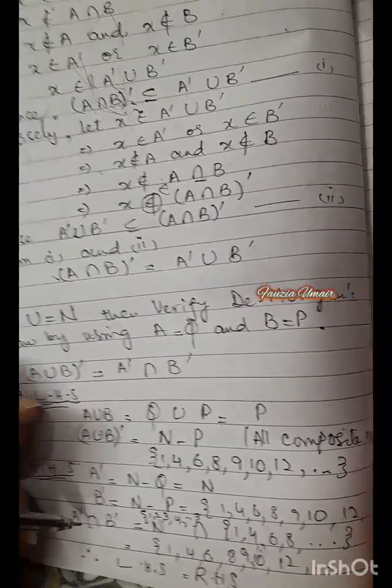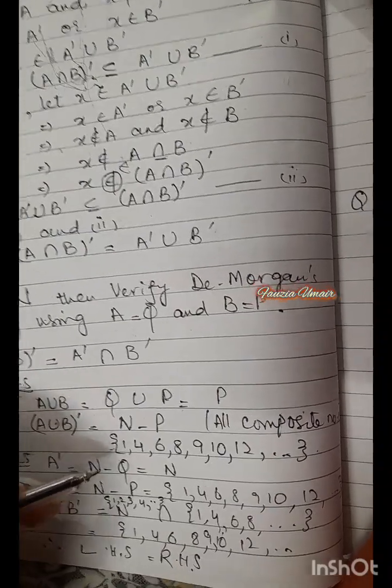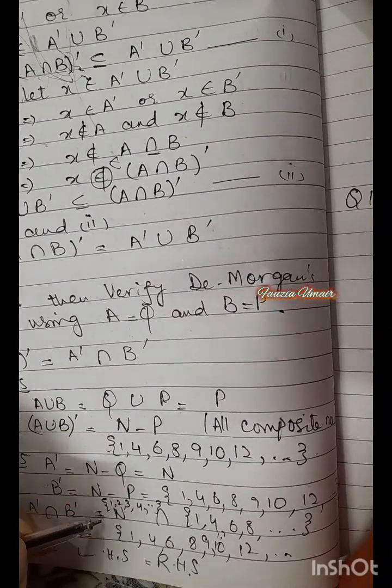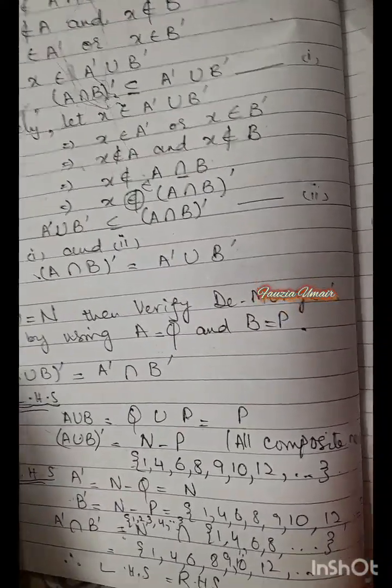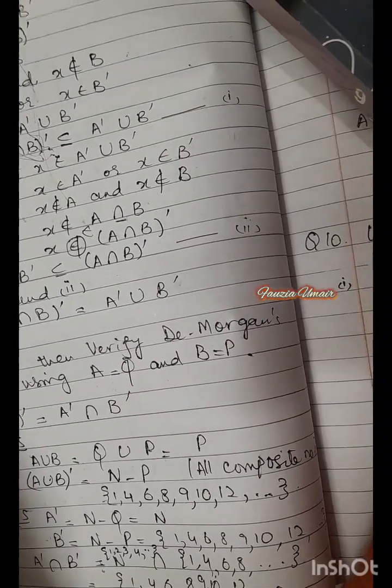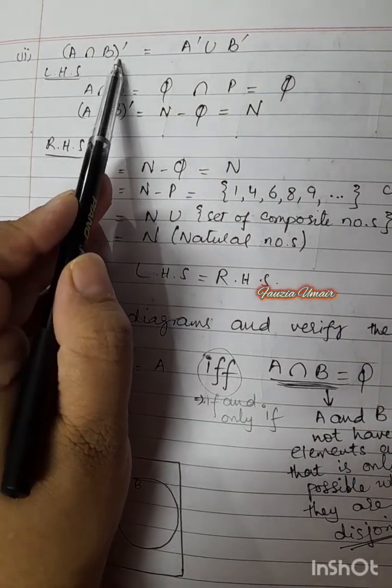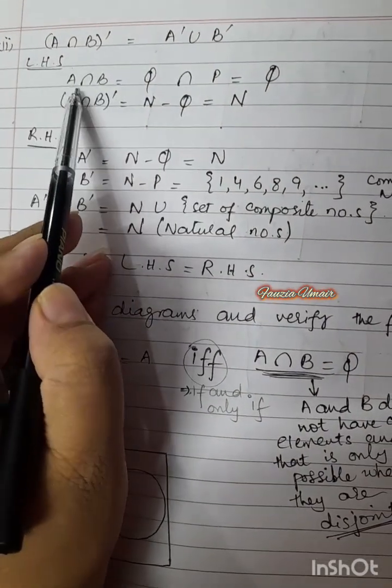So now let's take the right hand side. A complement is N minus the empty set, so it is still N. B complement is N minus P, so it is basically the set of composite numbers only. Now you will take the intersection, so only the composite numbers will come, which are equal to the right hand side. Let's take the second part.